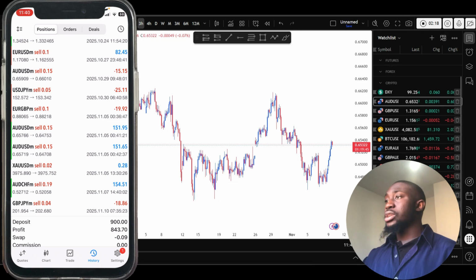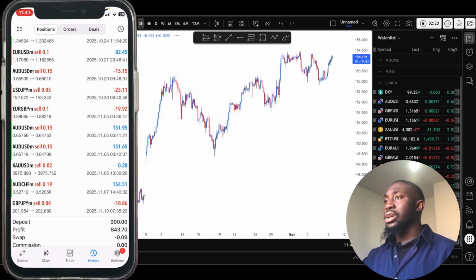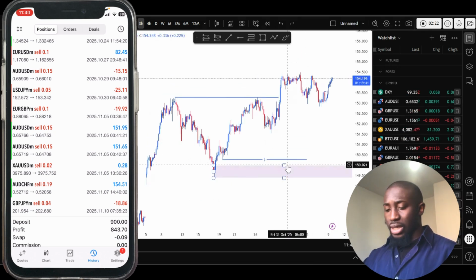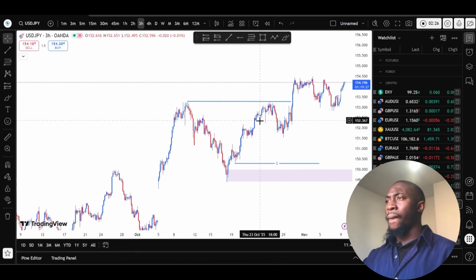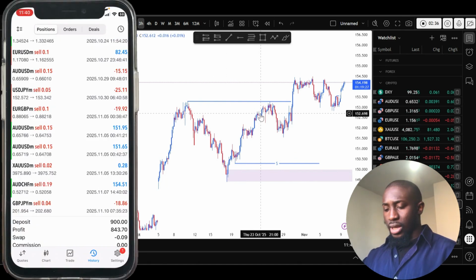Then USD/JPY. I think I was selling, yeah. I was selling around this area. Price hit my stop loss at this price, around this other block here. That was why I lost that $25.